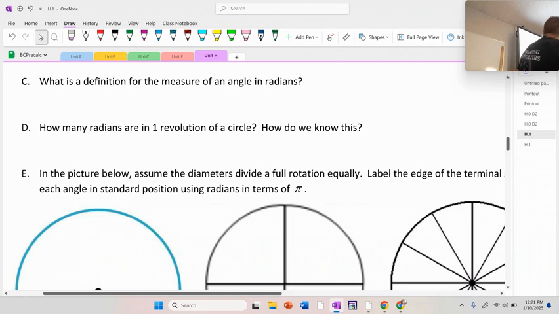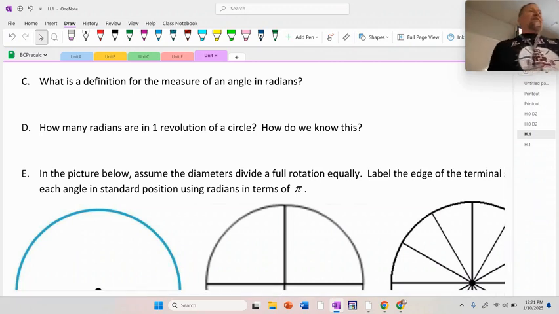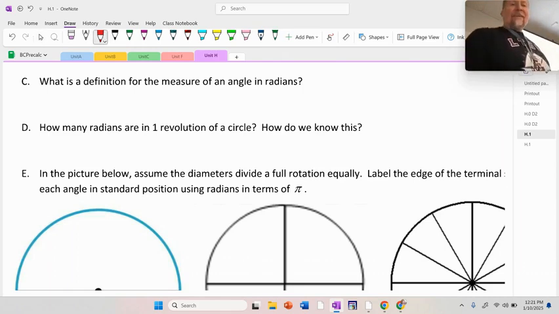What is the definition for the measure of an angle in radians? Sorry, sometimes I just got to make sure I don't make a mistake here. I don't like that definition. So I think I skipped that last hour. Okay, so what is the definition of the measure of an angle in radians? It's just how many times we have an arc length equal to the radius. So if I have 2 arc lengths worth of radius, that's 2 radians, so on and so forth.